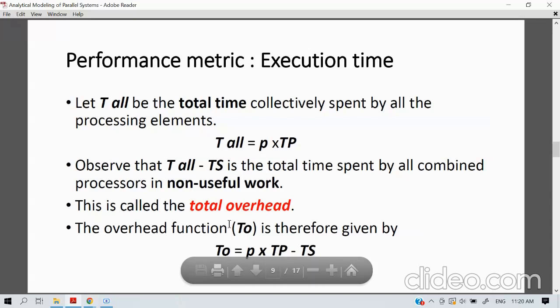So you need to remember, if you want to look at the overhead, whether the parallel program is better compared to serial or not, we need to calculate the overhead. To calculate the overhead, you need to find the parallel first, P times TP, and then you minus the serial program, which is TS. So you will get the total overhead. Okay.